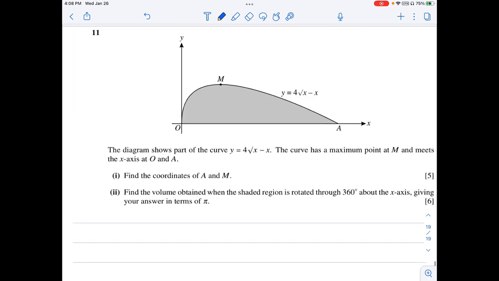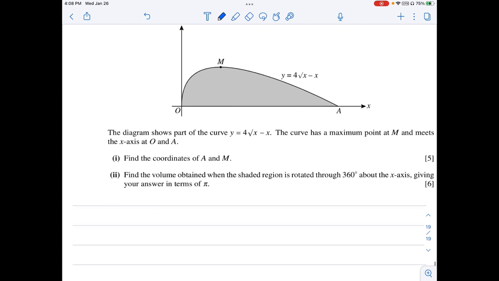Coming to the last question. The diagram shows part of the curve y is equal to 4 root x minus x. The curve has a maximum point M and meets the x-axis at O and A. Find the coordinates of O and A. Very simple. At A, the y value is equal to 0.